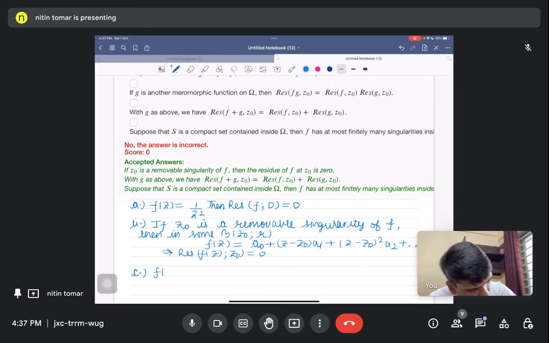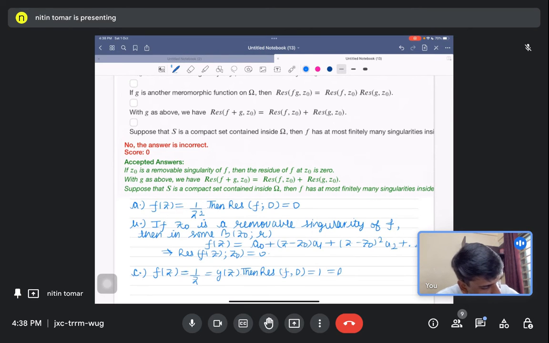Sir, my question is residue fg at z0 equal to g(z0) times residue f at z0. Just a minute, Darshana. Let me write this first. Then residue of f at 0 is 1, which is the same as residue of g at 0. So their product has to be 1, but the product function will be 1 by z square. So this is residue of the 1 by z square function at 0, which is 0. So this option is false.